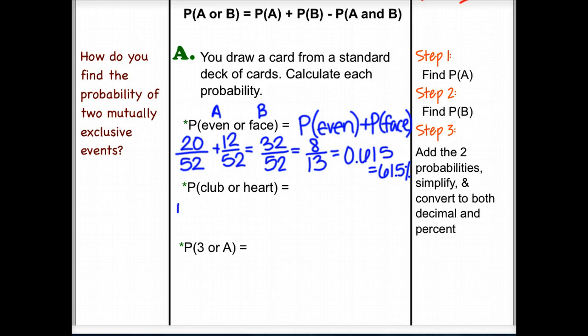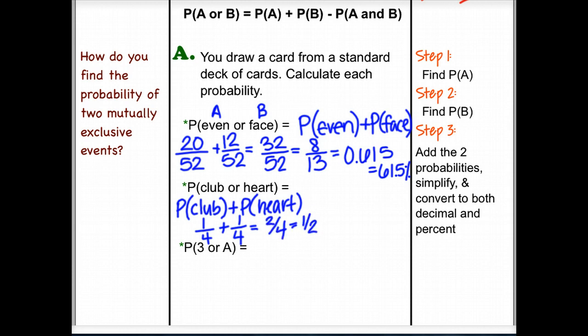Moving on to the next example, probability of a club or a heart. I want to take probability of club, because it can't be a club and a heart. And we're going to take the probability of a heart, and I want to add those together. Well, a fourth of the deck is club, which would be 13 out of 52, so I'm going to put it as a fourth already. And a fourth of the deck are hearts, or 13 out of 52. So a fourth plus a fourth is 2 fourths, which is equal to 1/2, which we would have 0.5 and 50%.